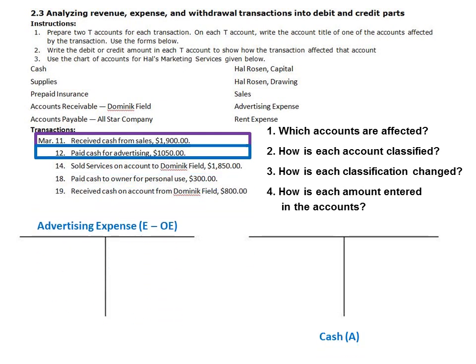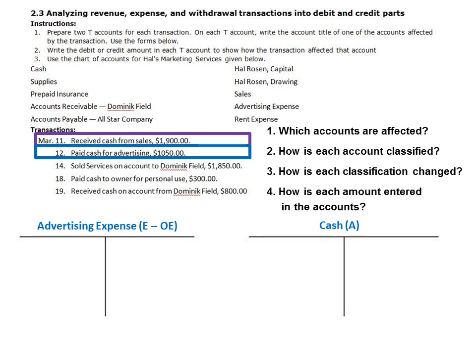Paid cash. So my first thing is I'm going to have my cash, which is my asset account. The other account that I'm going to have is my advertising expense account. Now, an expense is an owner's equity account. It's actually a contra owner's equity account. It lowers the worth of the owner, but it's needed for day-to-day operations. So this one gets a little tricky here. So paid cash for advertising.